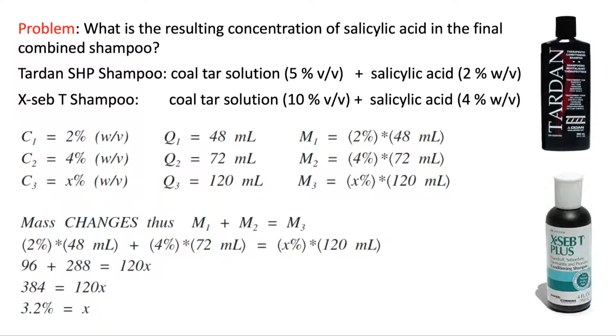So if we do the addition on the left, we see we have 384 equal to 120X. Let's divide both sides by 120, and we see that our number is 3.2. And remember, X equaled the percent concentration of weight per volume of salicylic acid in the final shampoo, which we now know to be 3.2%. And that's the final answer to this question, and that's the final question of this lecture.